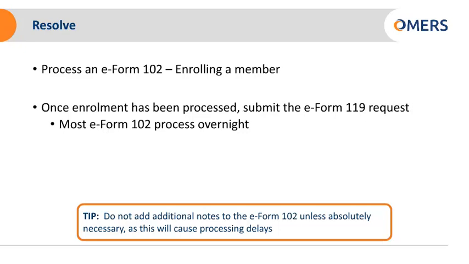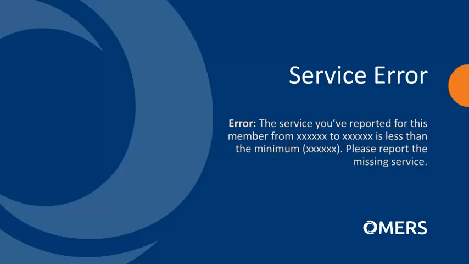To resolve this exception, you must complete an eForm 102 enrolling a member. Before doing so, you should view your submitted requests to ensure that this has not yet already been submitted, as it could be on OMERS' end waiting to be processed. Most eForm 102s process overnight, so once the member is enrolled, you can then proceed to submit the eForm 119. To avoid delays, do not add any additional notes unless absolutely necessary. With enrollments, you want to process this form as they occur. Don't delay the inevitable.